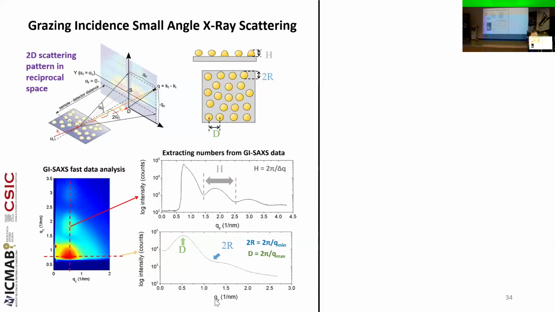So probably not many of you are familiar with the GISAXS technique, so I will just briefly introduce the concept of this.